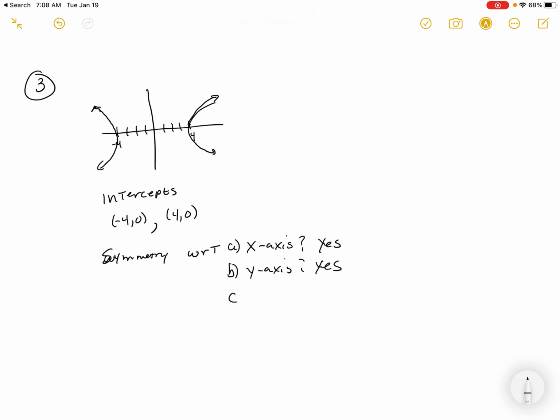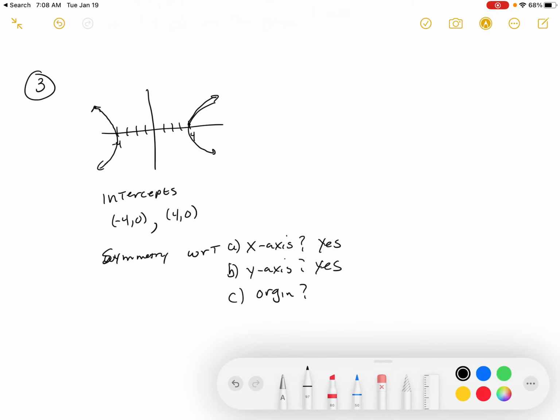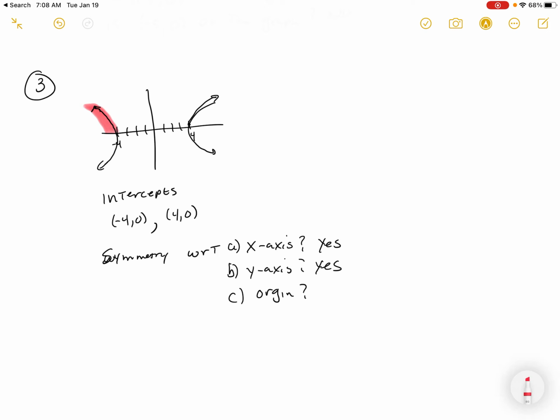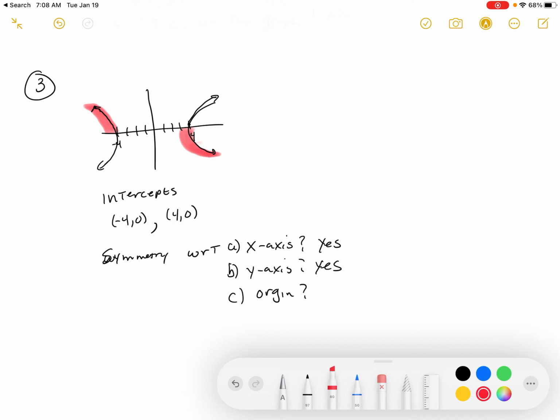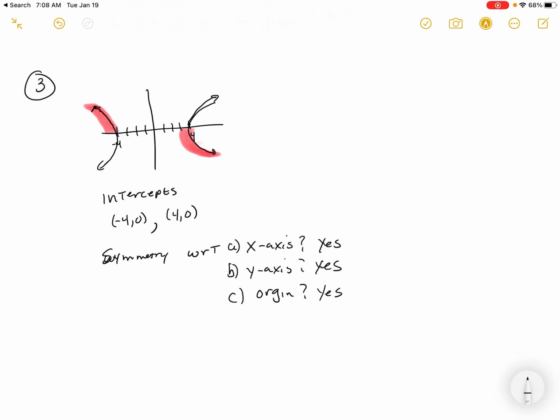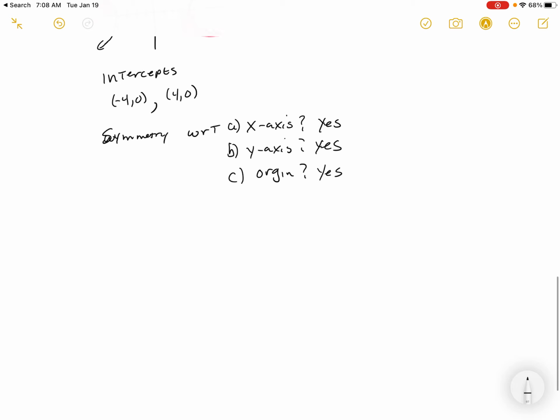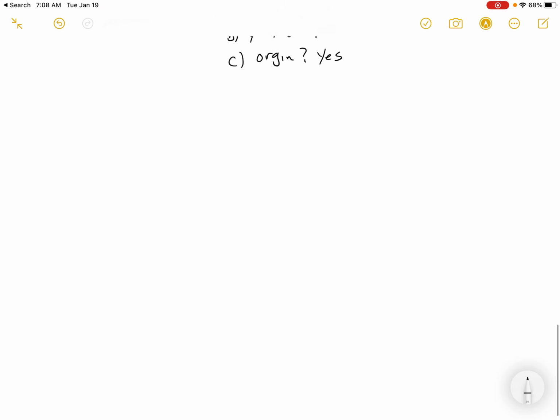And then the final one is the origin. From a graphical standpoint, to test for the origin, we'd want to look at this portion of the graph and see if it's mapped down here. And the answer is yes. So -4, 0 goes to +4, 0, and -5, -1 goes to +5, -1. So everything is switched. So this is also symmetric about the origin. That's why I said I think we'd see one along the way that's symmetric about all three.